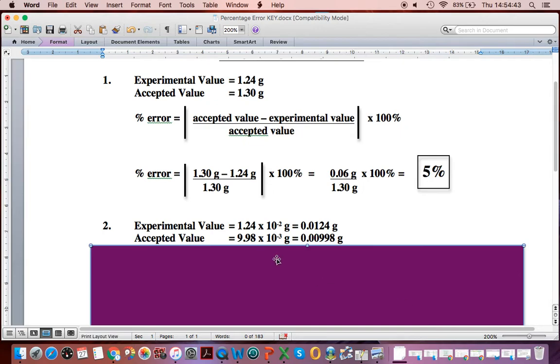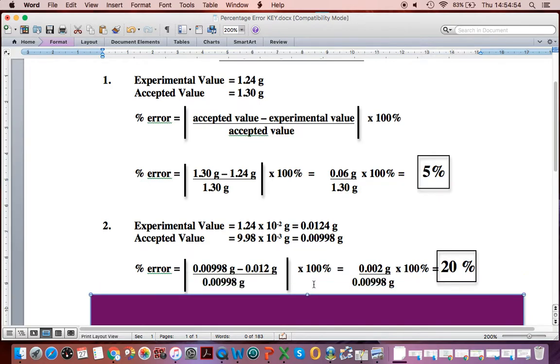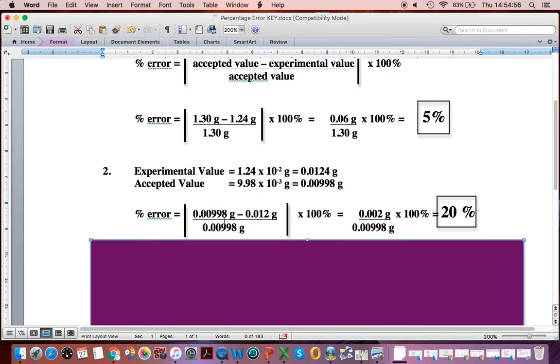So we're given an experimental value, an accepted value. And it doesn't matter. You can punch them into your calculator like this, or you can expand them out. So we plug in those numbers. Boom minus boom divided by bam. And in this case, we get a 20% error, 1 sig fig, because we get limited down to 1 sig fig there.